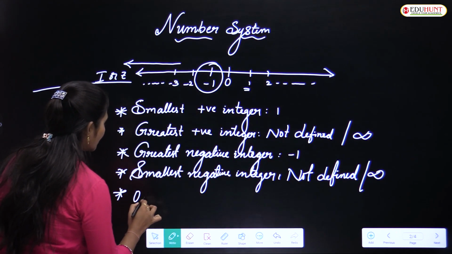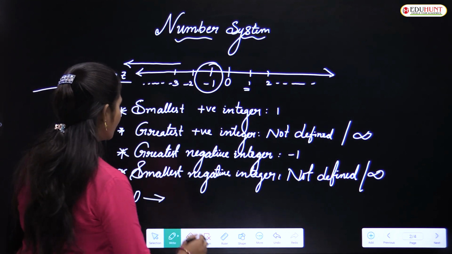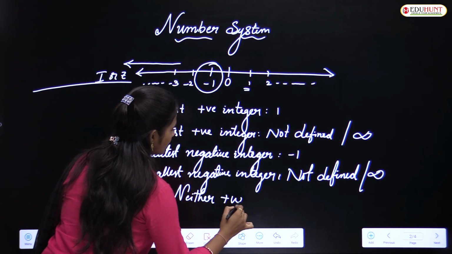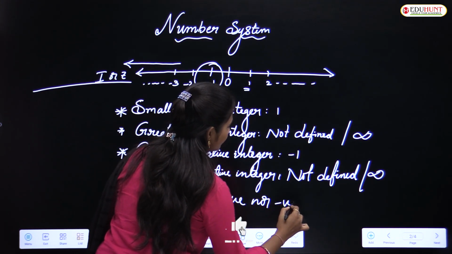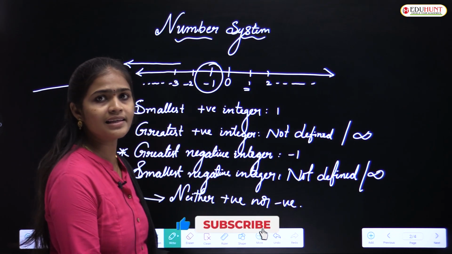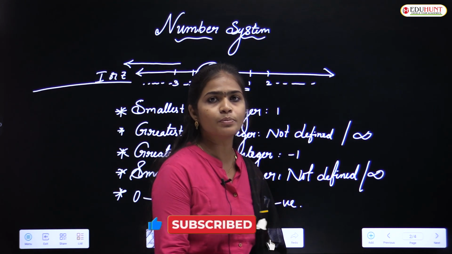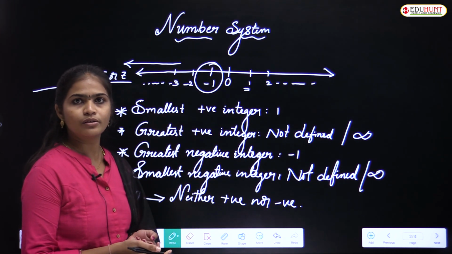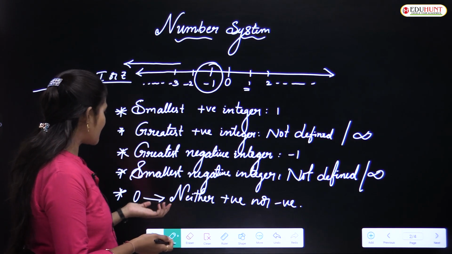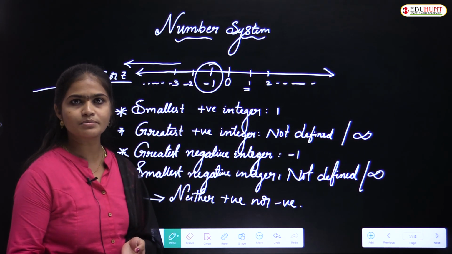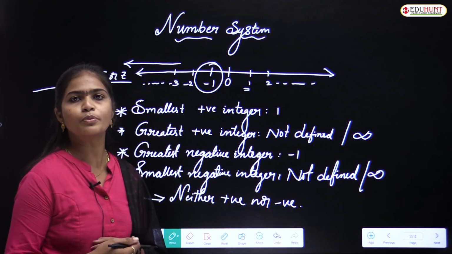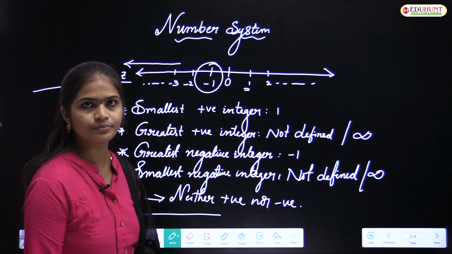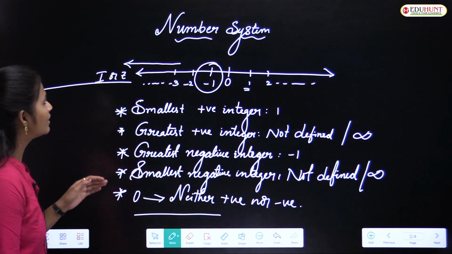And here, what about 0? 0 means we already know that it is neither positive nor negative. Which means 0 is not positive, not negative. Nothing is there, then how can you say whether it is positive or negative? Nothing is there means it is empty only, no. If something is there, we can consider it as some value; nothing is there, so how can we say it is positive or negative? That's why 0 is neither positive nor negative. Okay, so these are the facts about integers.